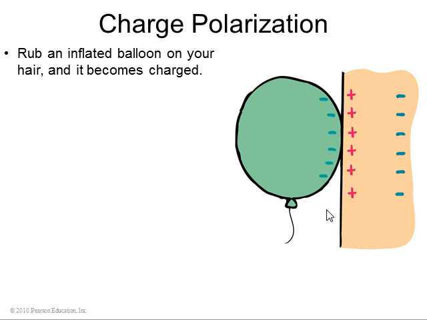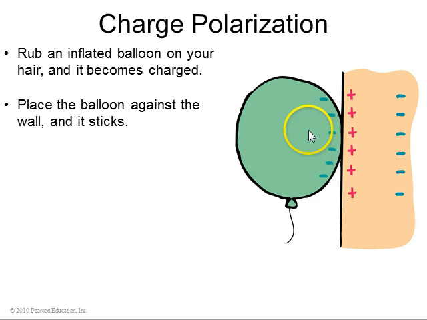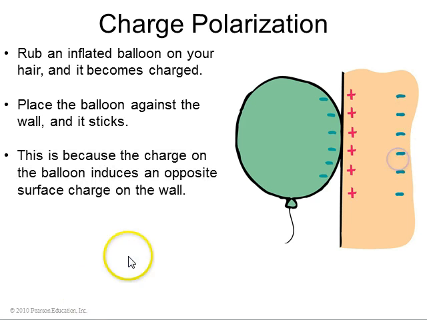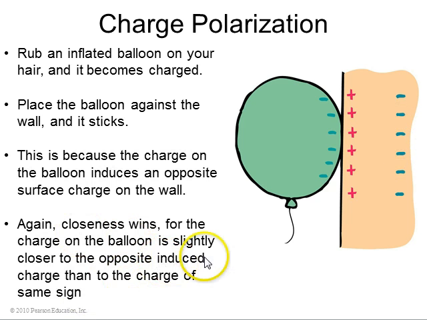And this is why if you rub a balloon against your head, it always is attracted to a wall, because the balloon picks up some charge and then it polarizes the wall. So if the balloon is negative, it pulls positive charges in the wall towards the balloon, negative charges away. Again, closeness wins, so the net force on the wall is pulling it towards the balloon. And by Newton's third law, the balloon is pulled towards the wall.